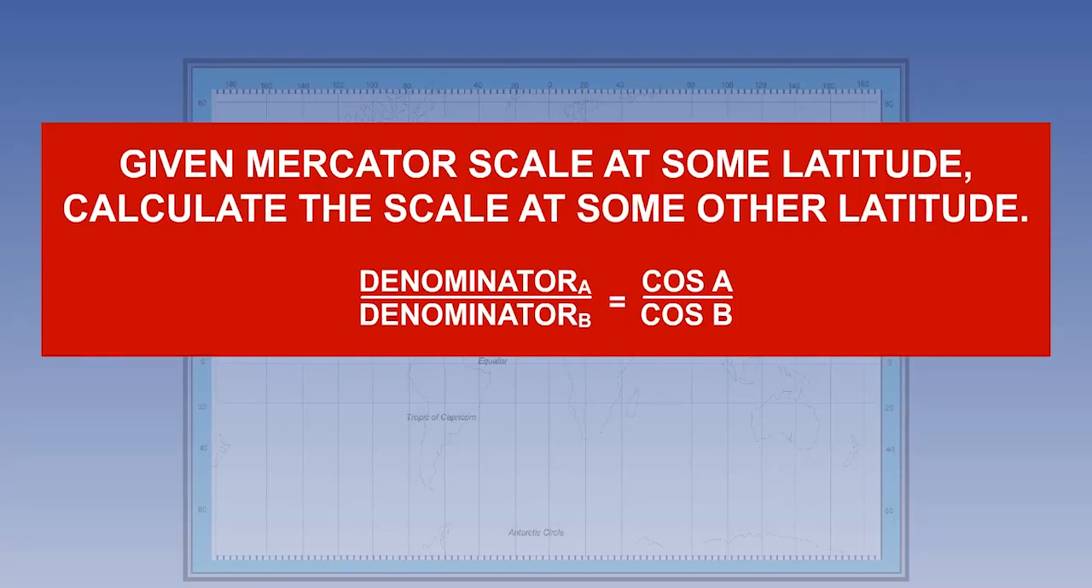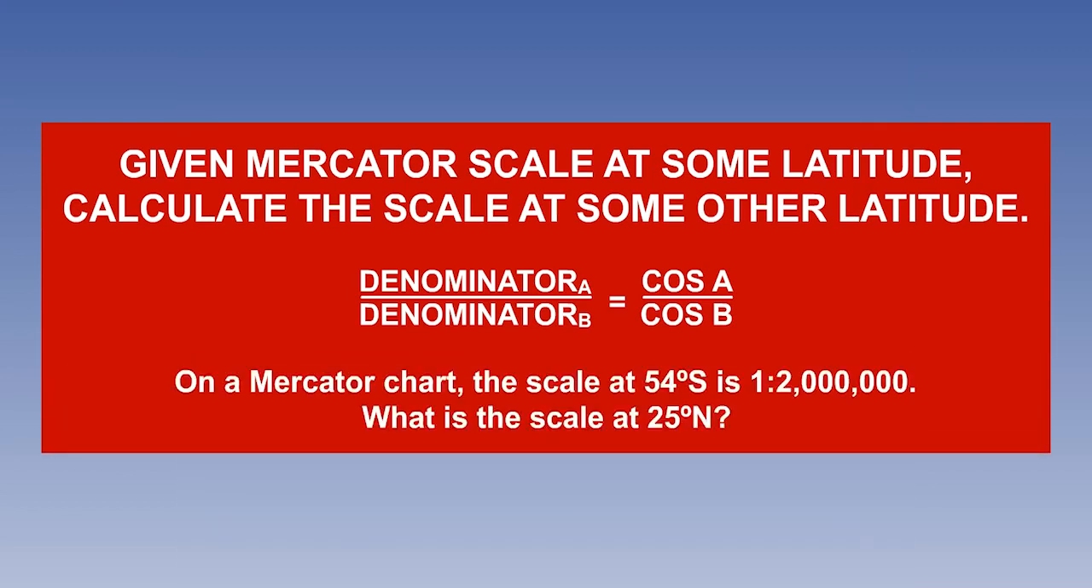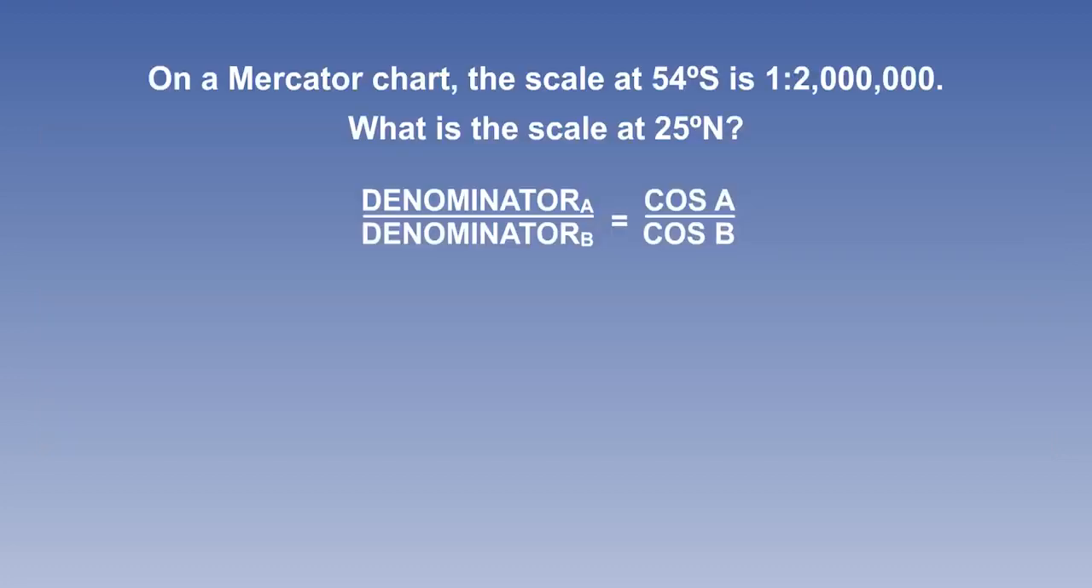Now we'll use the equation involving cosines and denominators. As before, the question is, on a Mercator chart, the scale at 54 south is 1 to 2 million. What is the scale at 25 north? The basic equation is denominator at latitude A divided by denominator at latitude B equals cosine A over cosine B.